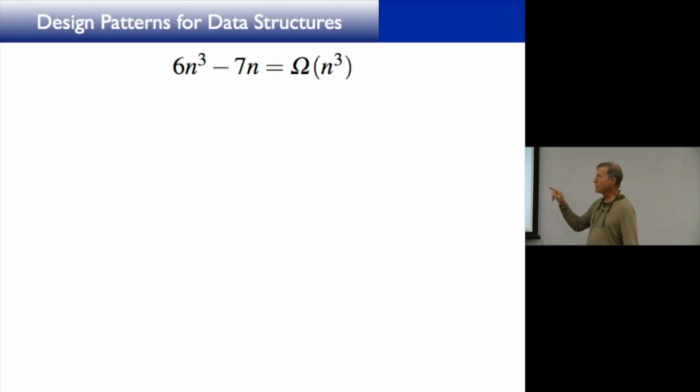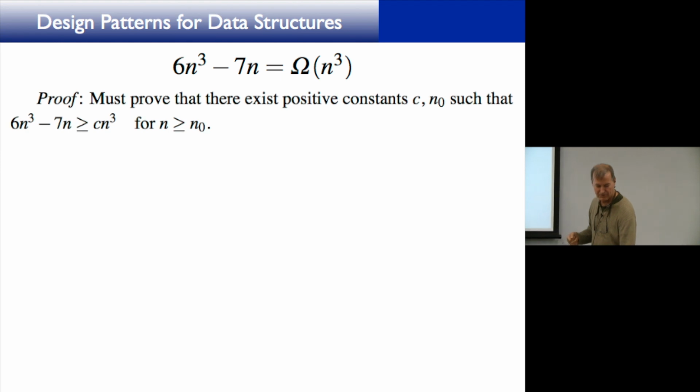Suppose we want to prove that 6n cubed minus 7n equals big omega of n cubed. Now what's the statement we have to write down? There exist positive constants C and n naught such that 6n cubed minus 7n is greater than or equal to Cn cubed for n greater than or equal to n naught.